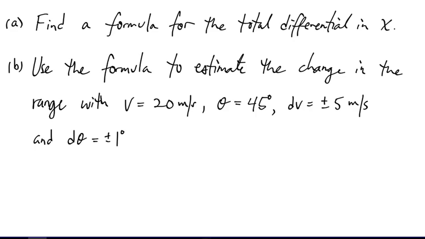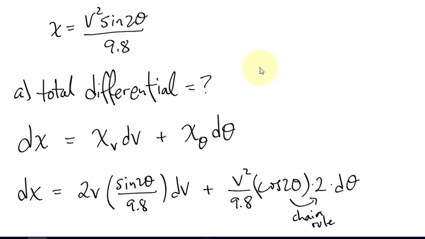Find a formula for the total differential in x, and use the formula to estimate the change in the range when the velocity is at 20 meters per second, the launch angle at 45 degrees. Let's put a differential in the velocity of plus or minus 5 meters per second, and a differential in the launch angle plus or minus 1 degree. So to answer part A, what is the total differential? And I mean the total differential in x.